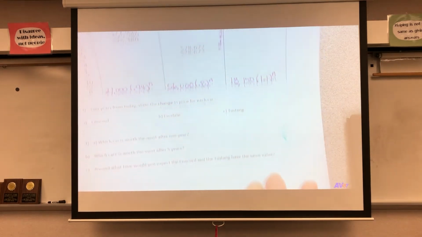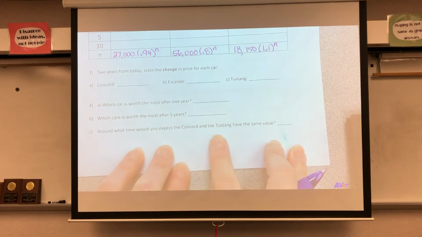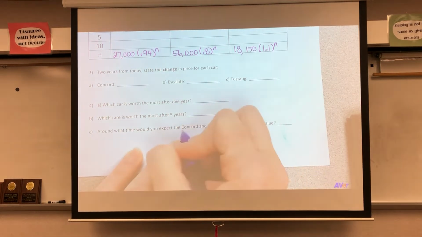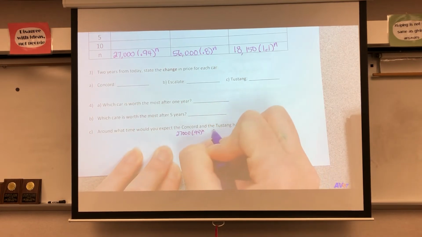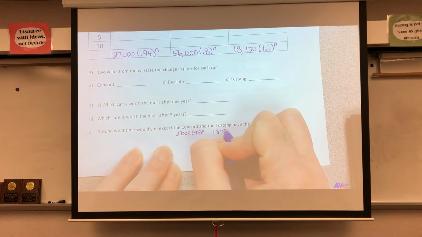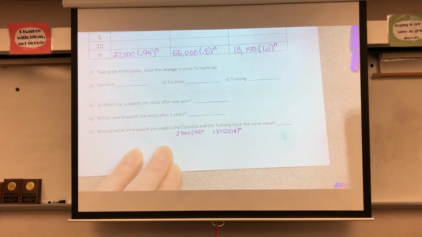Really what I wanted to focus on to help you with your calculator is this last one. We're going to compare the Concorde, which had the equation 27,000 times 0.94 to the n, to the Mustang, 1.1 to the n, and figure out if we can get it to the nearest 100th just for practice. Sorry, that's a little messy. So here's what we are going to do.